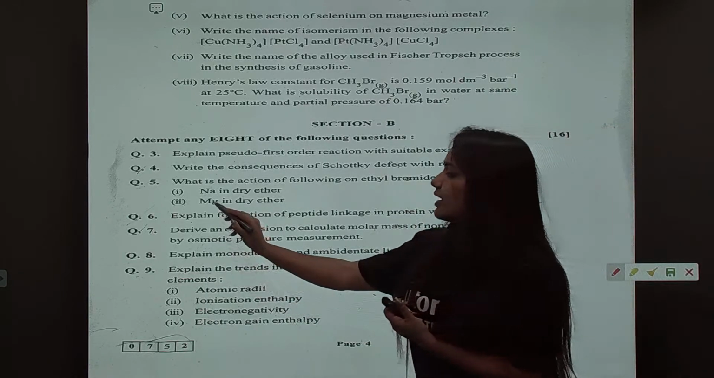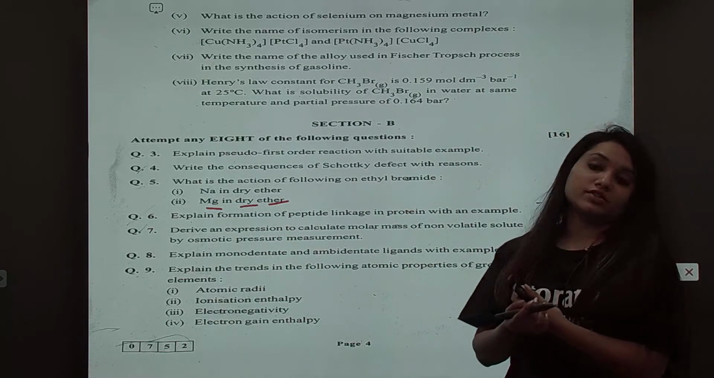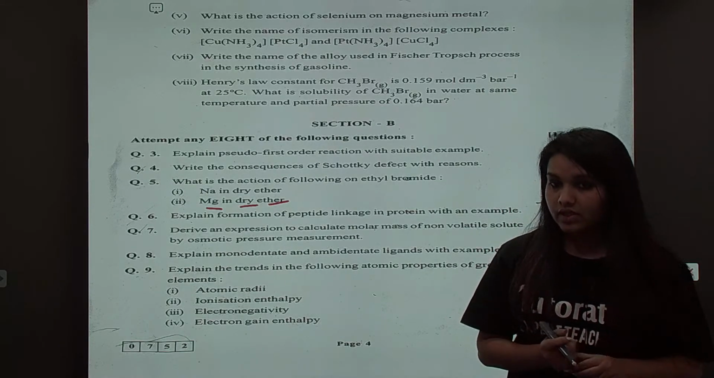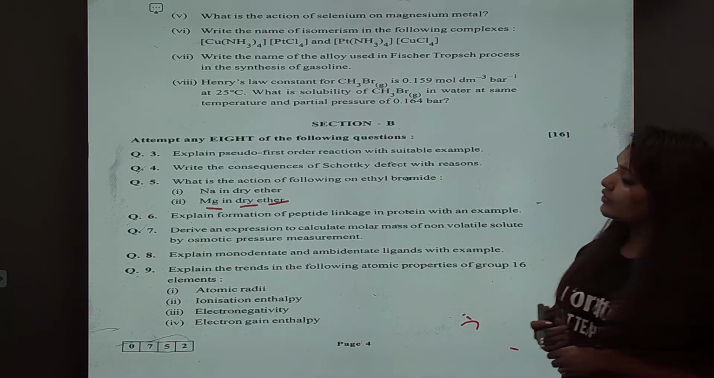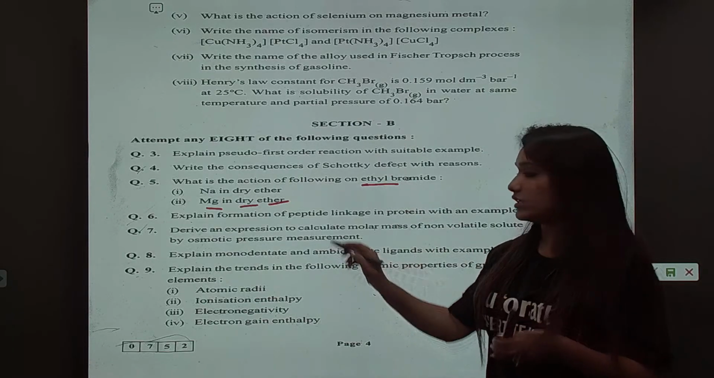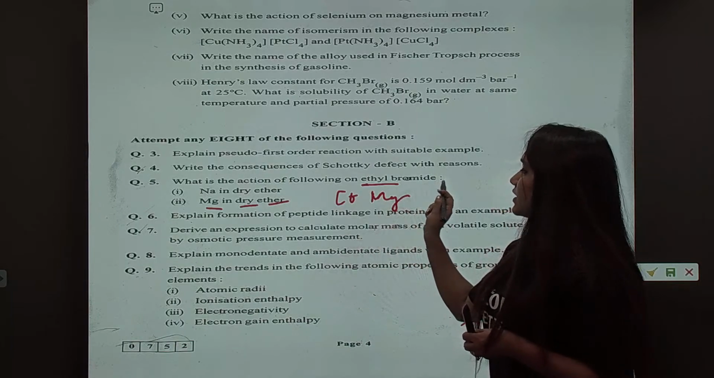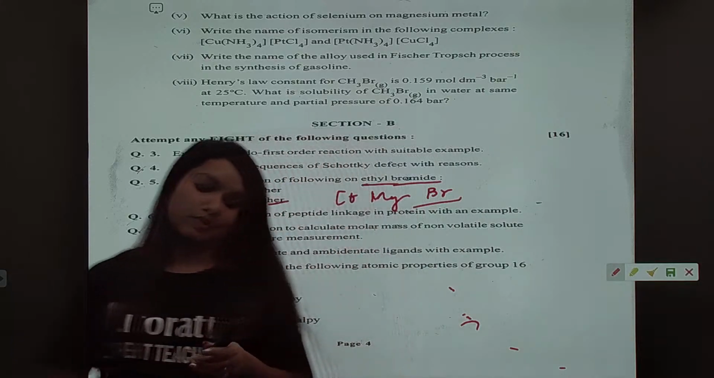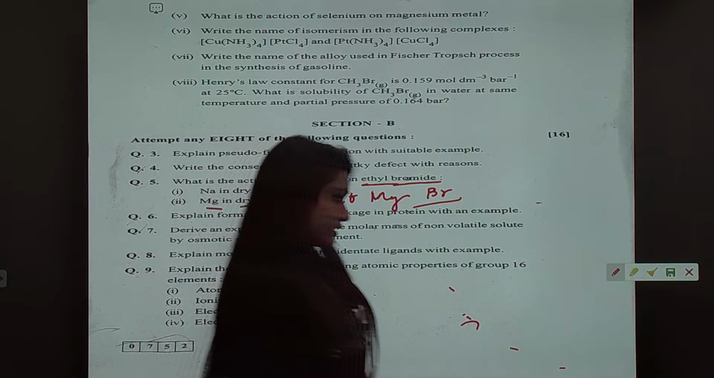Let's move on to the next one, magnesium and dry ether. When I say magnesium in dry ether, it is going to give me a very, very important reagent, which is also called Grignard reagent, having the formula RMgX. Now because I have ethyl here, my formula will be ethyl, then Mg, and your X will definitely be bromide. So that is the product of the second part of question number 5. Let's move on to question number 6.